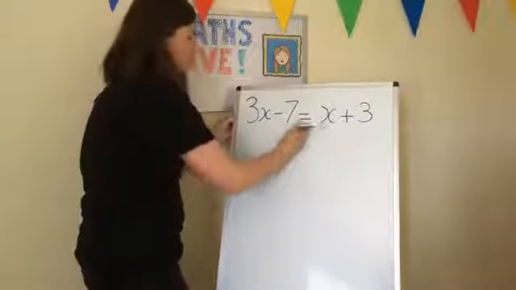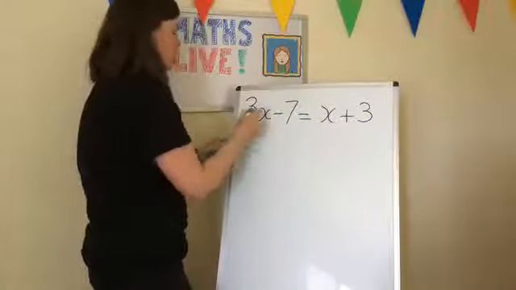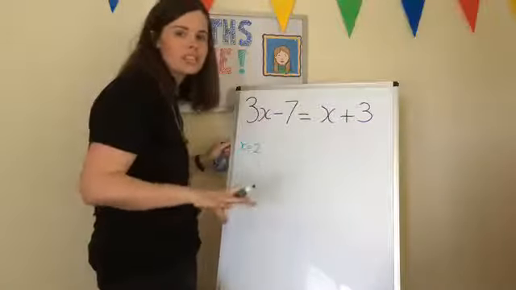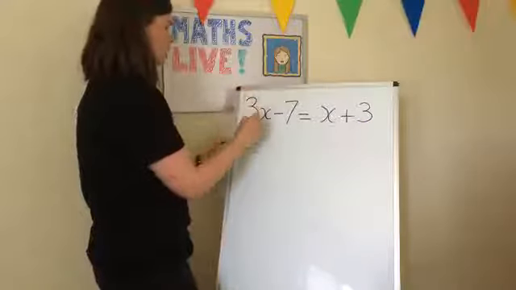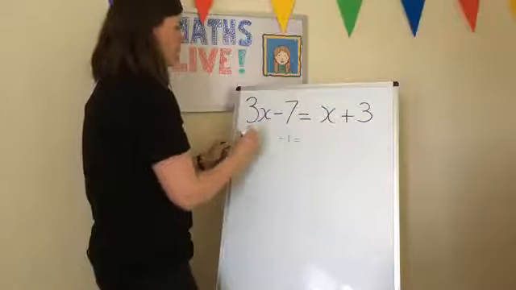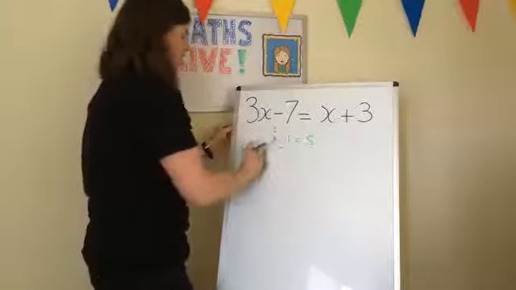So let's try x is 2. Okay, so, oh, by the way, it could be a negative number. There's nothing saying that it's never a negative number, so don't worry about that. So 2 times 3 is 6, take away 7 is negative 1. 2 plus 3 is 5. It doesn't work. X is not 2.